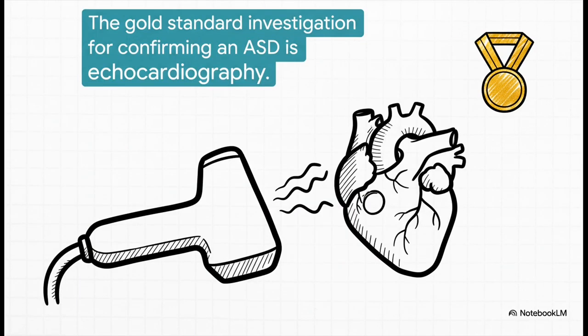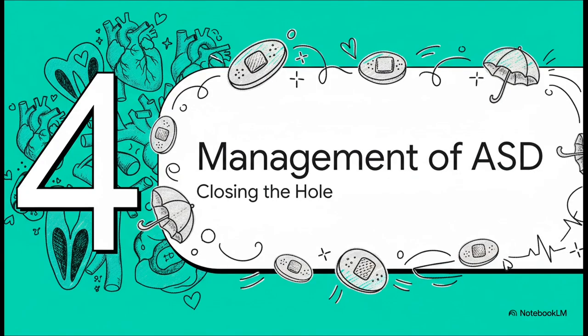So you hear that fixed split S2 on your exam, and you're pretty sure it's an ASD. But how do you prove it? Well, the gold standard for diagnosis is an echocardiogram. It's basically an ultrasound of the heart. With an echo, we can literally see the hole, we can measure how big it is, and we can even watch the blood flowing through it from left to right. It's definitive.